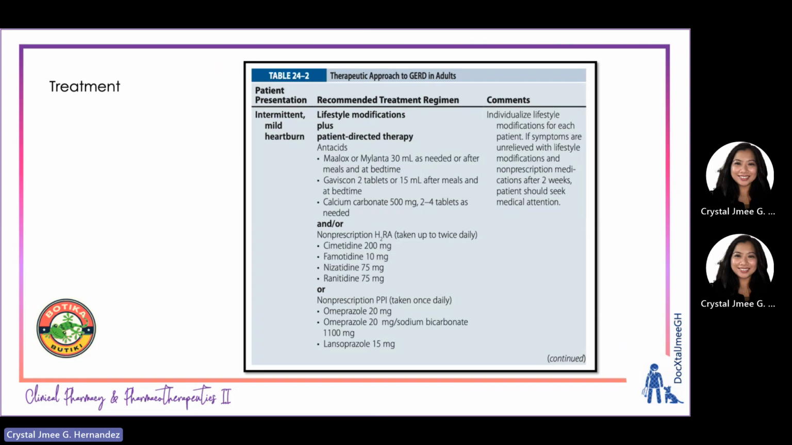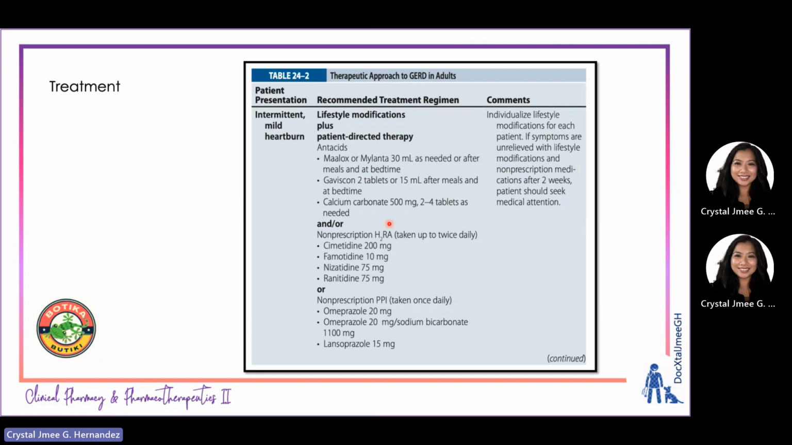For intermittent mild heartburn, we have lifestyle modification, which includes avoidance of the possible triggers such as the food and medications that we have mentioned a while ago. And then direct therapy can be initiated, such as the use of antacids. The following are the choices. We have Maalox, which is a combination of aluminum and magnesium, Gaviscon, which is a brand, but it has several preparations that include alginic acid. And then we also have calcium carbonate as antacid.